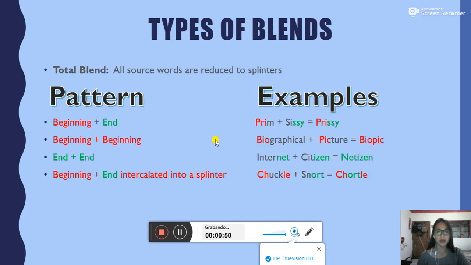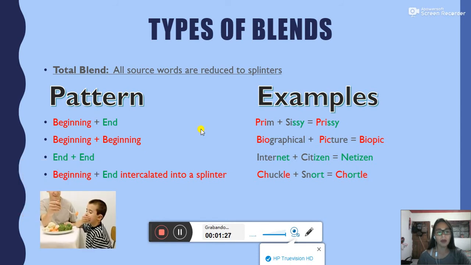The types of blends. The first type is total blend. All source words are reduced to splinters. A splinter is created by joining a full word with a portion of another word. There are four patterns. The first pattern is when I use the beginning part of the first word combined with the end part of the second word. For example, prim plus cc results in the word formation prison.